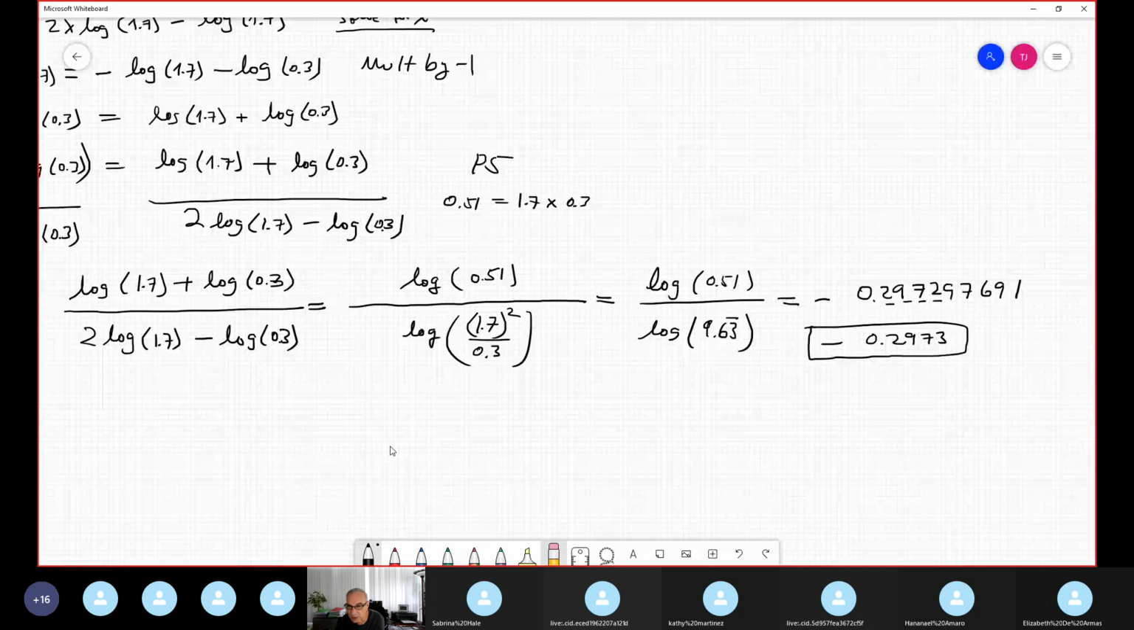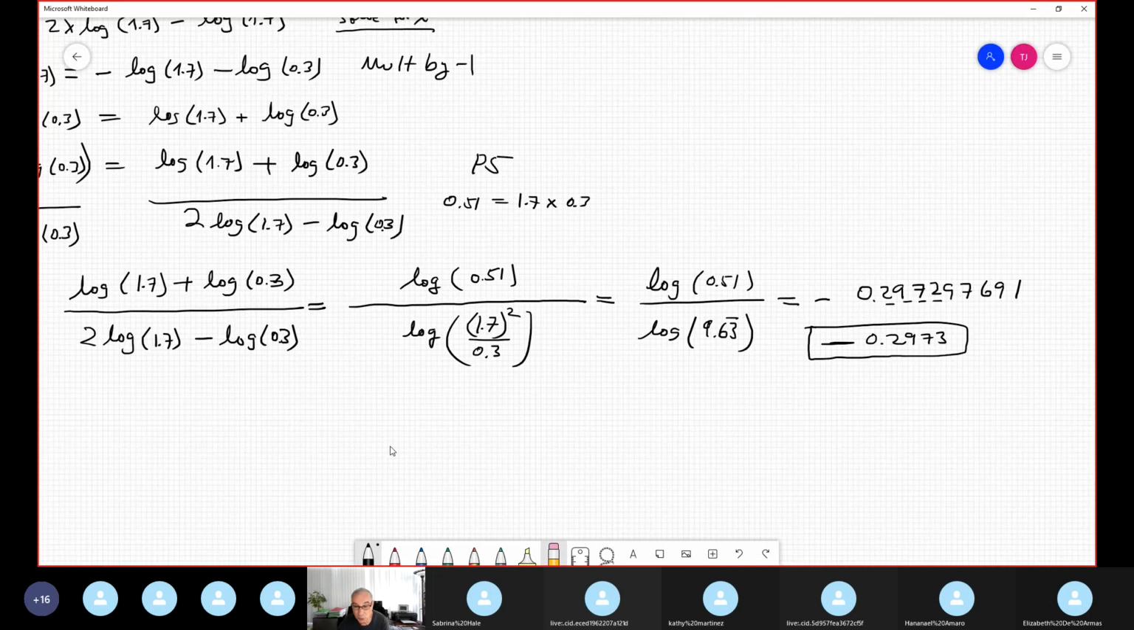I want to take advantage of one idea. What is the reason that the answer is negative? The answer is negative because, look, in the top we have inside the argument 0.51, which is less than 1. Any logarithm of a number less than 1 is negative, automatically. And in the bottom, we have 9.63, which is greater than 1, so the logarithm is positive, and negative divided by positive, the answer is negative.